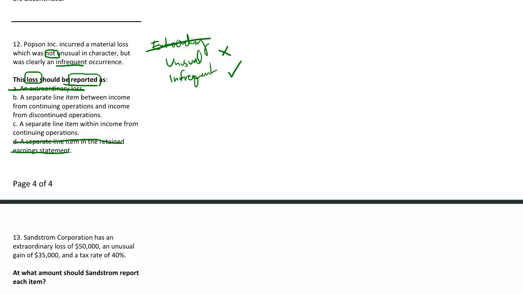So, is it going to be between income from continuing operations and income from discontinuing operations, meaning other, which typically includes interest, tax, and investments? Or is it going to be a separate line within continuing operations, which are typically our operating gains and losses? Okay, incurred a material loss, not unusual, clearly infrequent. Correct answer is going to be C, because it's not an interest, tax, or investment item here.